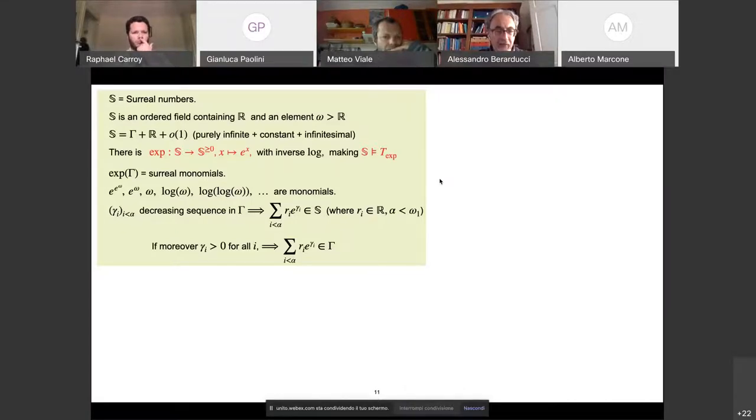So it doesn't take the image of the exponential part is the whole positive part, not only the monomials. But if you restrict it to the purely infinite part, you get exactly the monomials. So this gives you a lot of monomials, for instance, omega, e to the omega, e to the e to the omega, because omega is purely infinite, so e to the omega is a monomial, then e to the e to the omega is another monomial. Also omega squared plus omega is purely infinite, so e to the omega squared plus omega is another monomial. So also the logs are monomials.